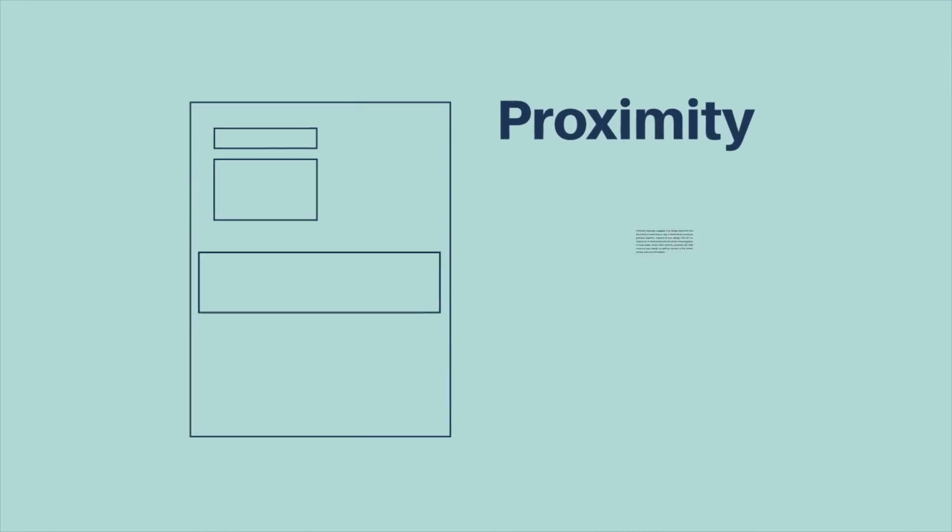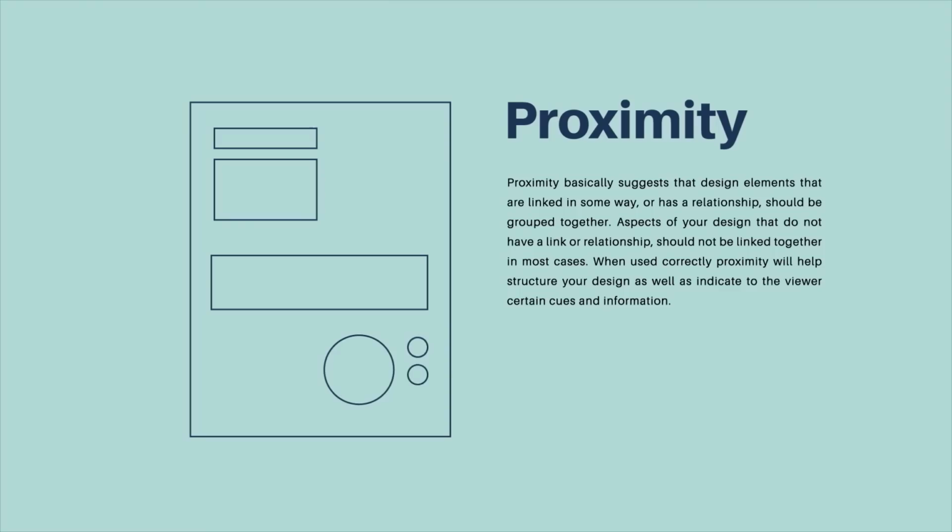But secondly, we're now moving on to why proximity is such an important aspect of layout design. Proximity basically suggests that design elements that are linked in some way or have a relationship should be grouped together. Aspects of your design that do not have a link or a relationship should not be linked together in most cases. When used correctly, proximity will structure your design as well as indicate to the viewer certain cues and information.